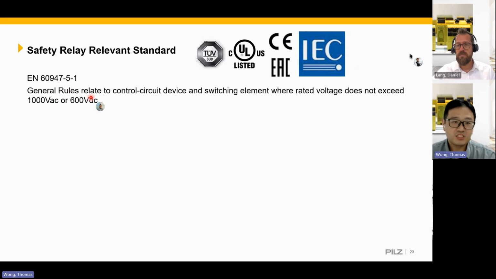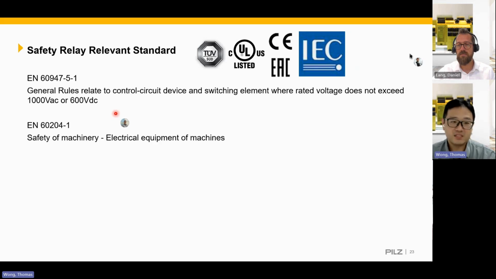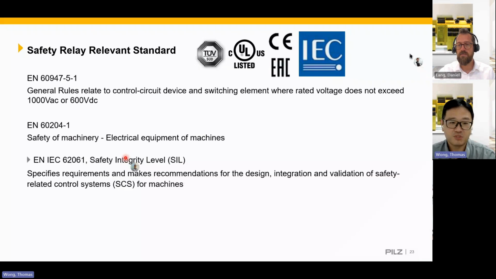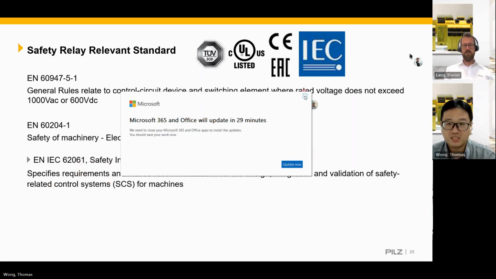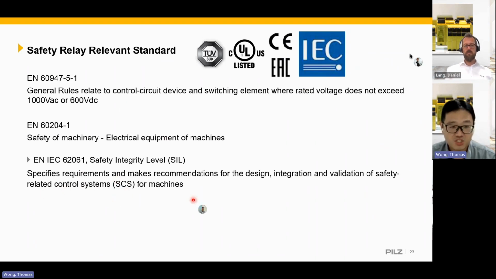60947-5-1. This is general rules related to control circuit devices and switching elements where rated voltage does not exceed 1000 VAC or 600 VDC. The next standard that is compliant is EN 60204-1, which is safety of machinery, electrical equipment of machines. The next one is IEC 62061, which touches on the SIL level. What this does is specify some of the requirements and make recommendations for the design, integration, and validation of safety-related control systems for machines itself.